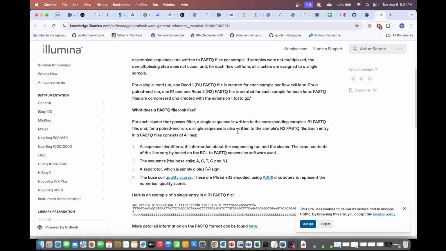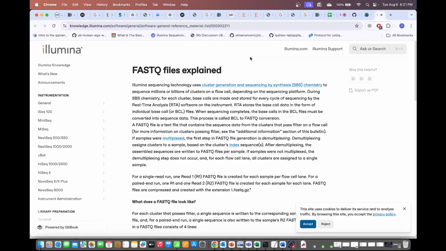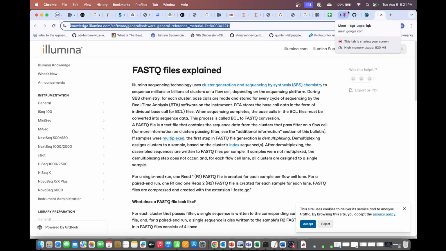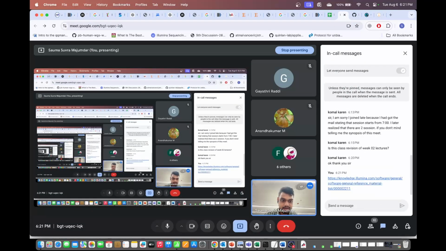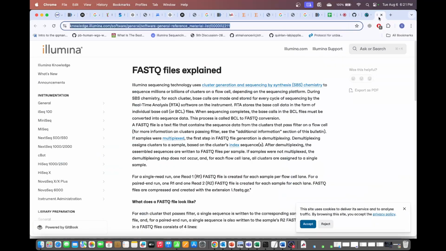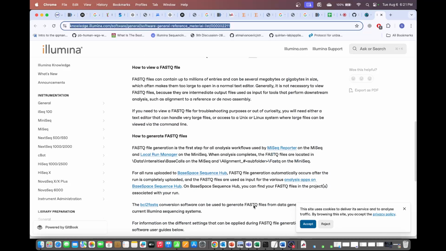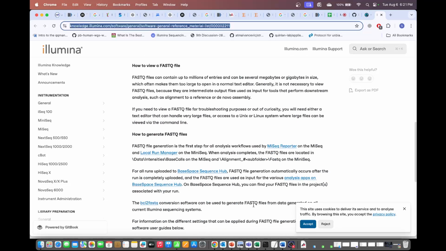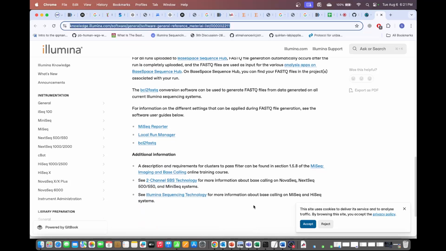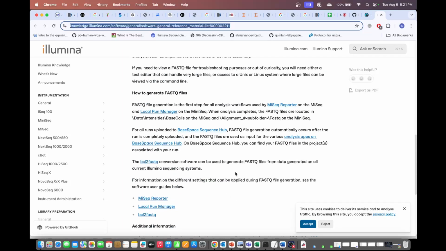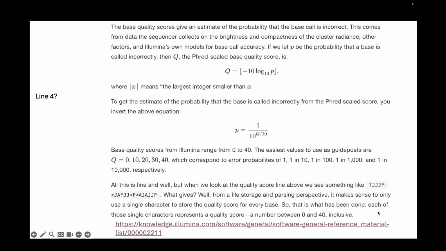So this is the Illumina page where they have explained the FASTQ files and everything. You can go and take a look if you are interested. I'll put the link here. It'll tell you all the details of how to use FASTQ, how you read them, and what the different software are that you can use to convert from different data formats to FASTQ and vice versa. If you're interested, you can try that out.